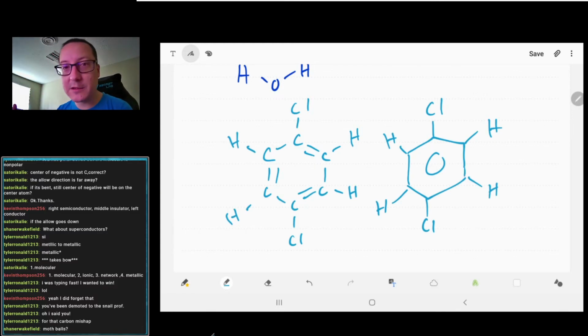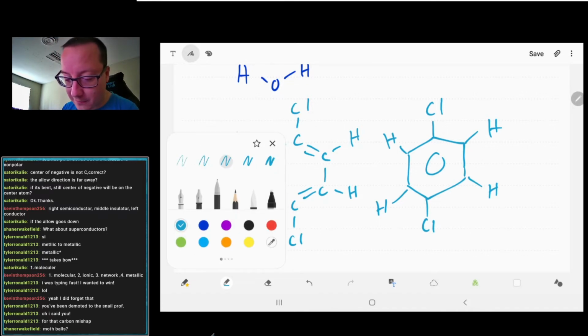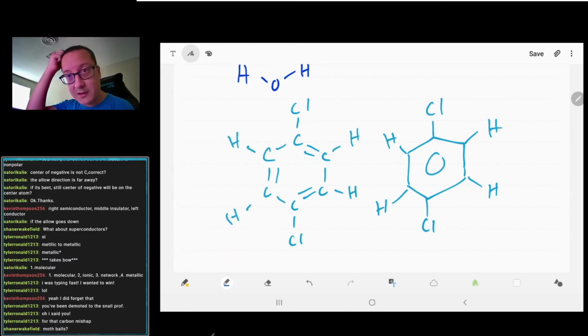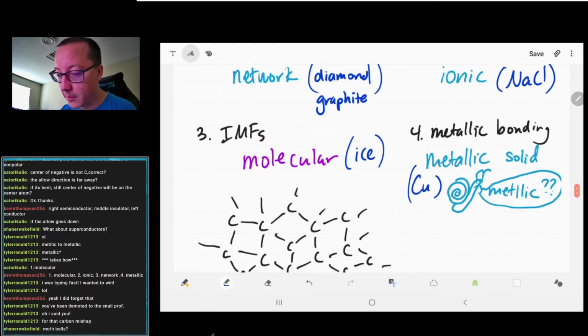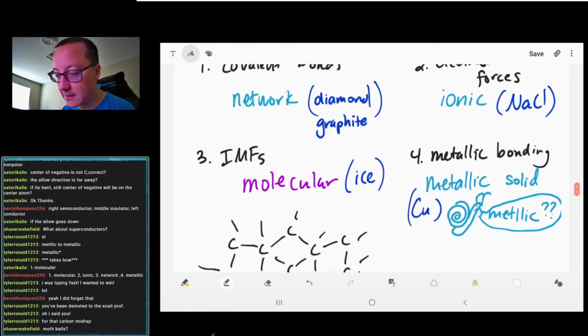Worst comes to worst, we can just look at the other 3 and know it's not one of them. We do not have any covalent bonds between these 2 molecules, so it's not a network. There are no positives and negatives there, so it's not electrostatic, and it's definitely not a metal, so it's got to be molecular, right?